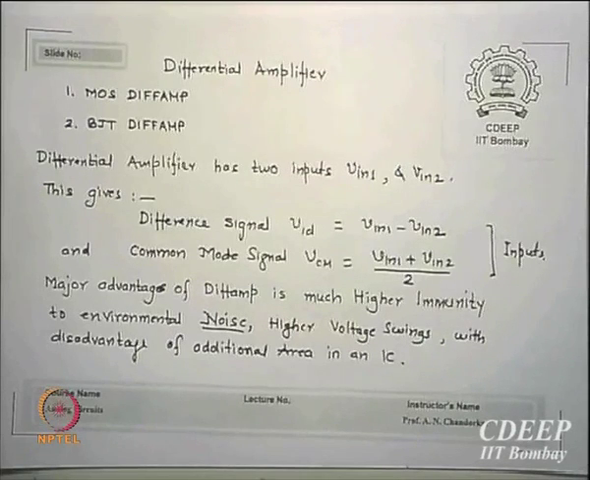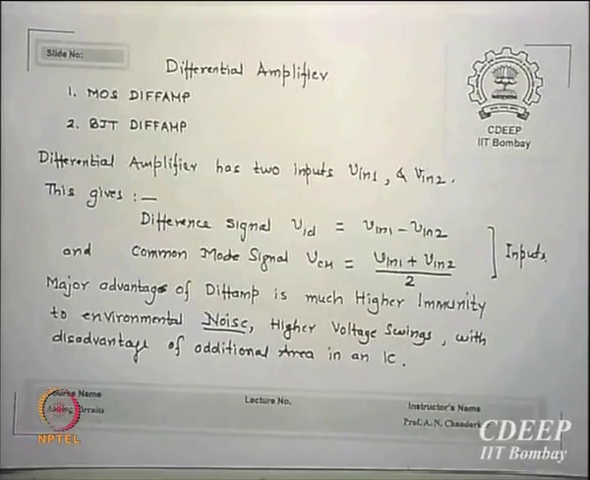Otherwise we assume that techniques are the same and therefore can be applied to any other blocks as well. So we said we define 2 signals. If Vin1 and Vin2 are my inputs to a differential amplifier, which has 2 inputs, it is not single ended, then we define signals as VID, which is the subtraction of Vin1 and Vin2, whereas there is another signal we call common mode, which is the average of the two, Vin1 plus Vin2 by 2.